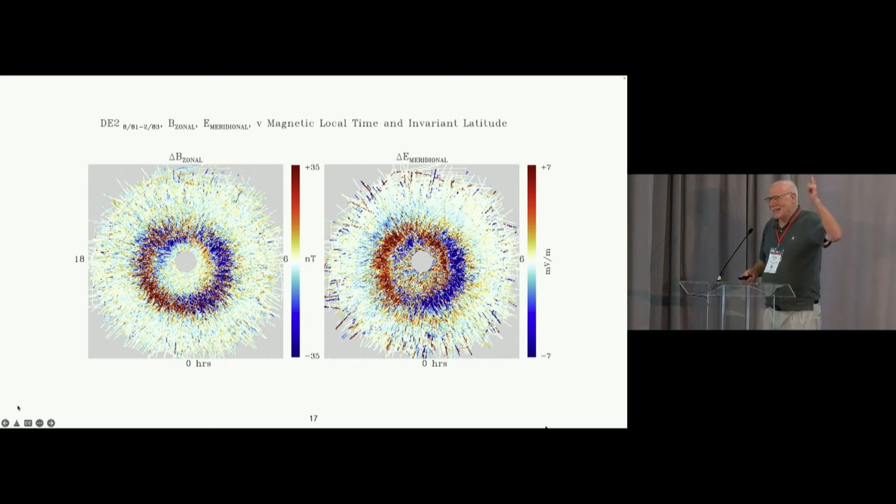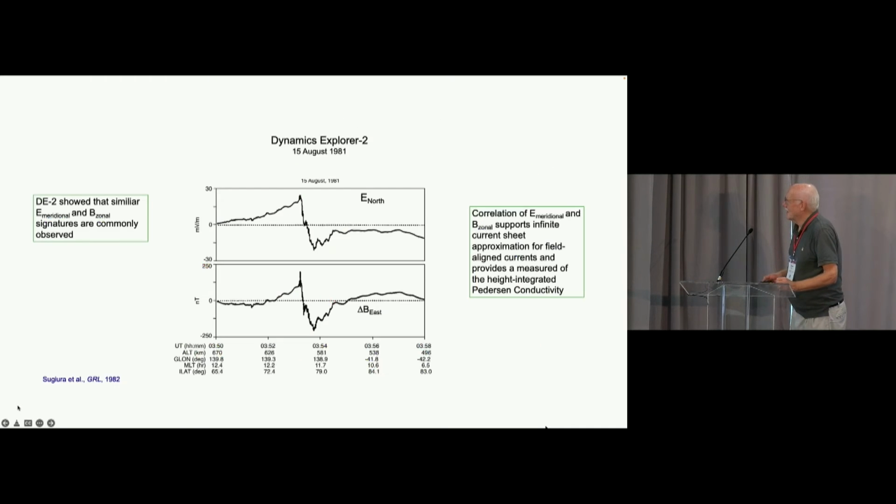That's important for two reasons: not just Poynting Flux, but the correlation of E and B, because so much information is embedded in that correlation. This was actually shown in one of the first results when DE2 was launched. They had a GRL, a special issue of GRL, with new results. And this was Sugiura's paper, and he showed this very strong correlation between the northern electric field and the delta B east, the zonal magnetic field, and talked about how, if they're correlated, you can make assumptions about the infinite current sheet.